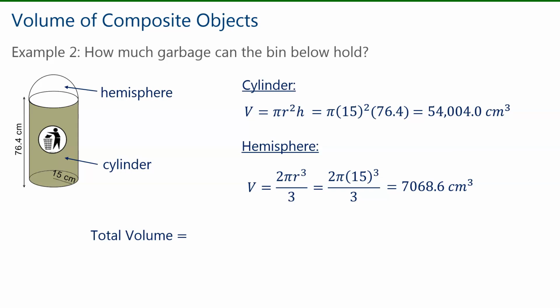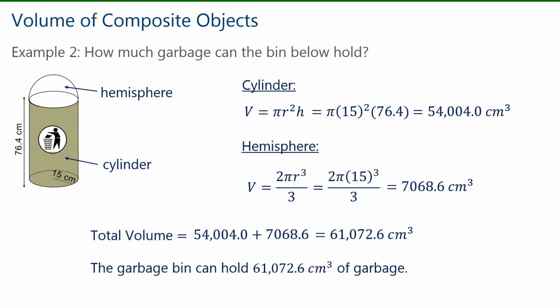So now the total volume is just the sum of these two numbers, which is 61,072.6 cubic centimeters. So now we can say that this is the amount that the garbage bin can hold.